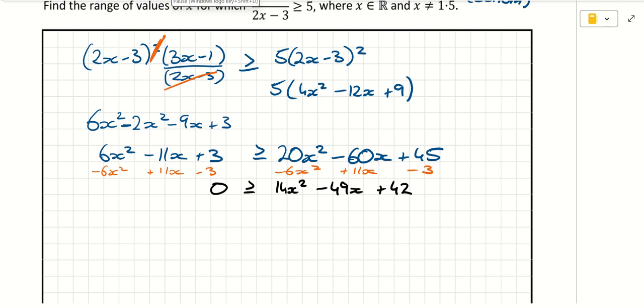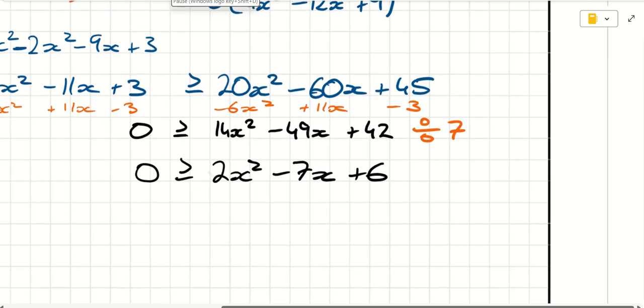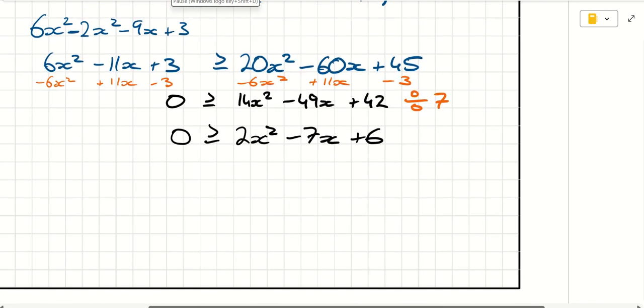Okay, so now we've got a quadratic. Let's make it a bit easier on ourselves. Let's divide it by 7 because they all divide into 7. So we'll get 0 is greater than or equal to 2x squared minus 7x plus 6. So you see how much nicer it is now. We've made ourselves a quadratic. So we are going to need to obviously factorize it.